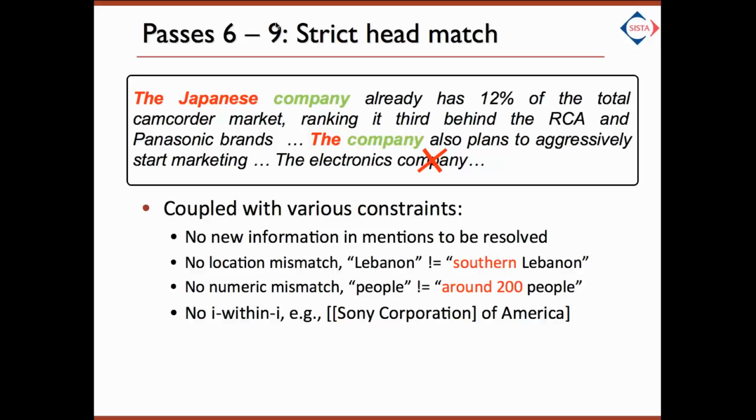Right, so you also want to have additional constraints. So here we look at locations. If they mention locations, they have to be the same. You shouldn't have numeric mismatch. And not I within I. I within I is essentially a syntactic construct where you have two embedded noun phrases that have the same head word. Right? If they have the same head word, like Sony Corporation of America, it is the same entity, so we just annotate the longest.